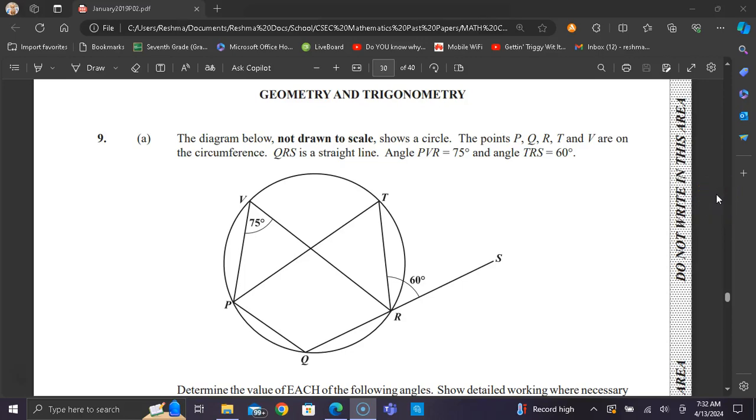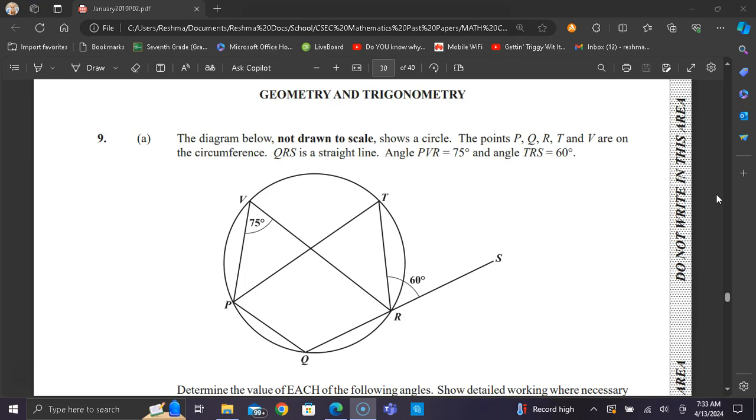Hi everyone, welcome back to my series on CSEC Math past paper revision questions, and we're on question 9 in section 2, which has to do with geometry and trigonometry. This is January 2019 paper 2, so let's look at part E, which has to do with circle theorems.